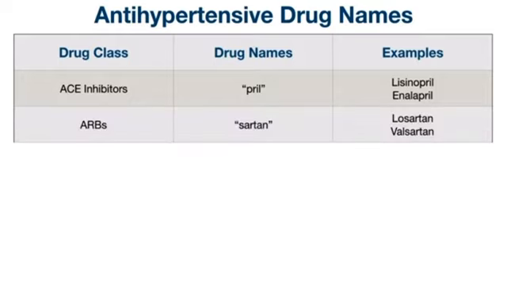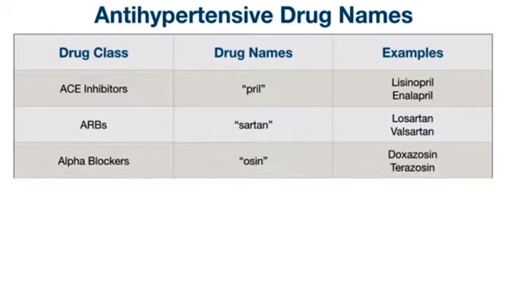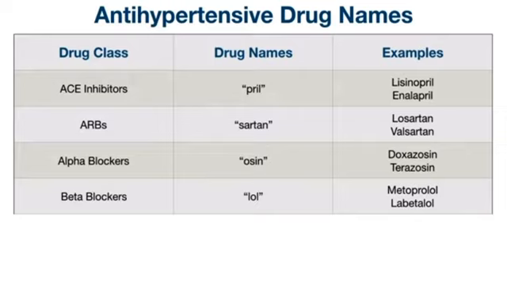ARBs have the suffix sartan, and some examples are losartan and valsartan. Alpha blockers, specifically the selective alpha-1 blockers, end in osin, such as doxazosin and terazosin, also pronounced terazosin. Example beta blockers include metoprolol and labetalol, and you can see how they end in LOL.